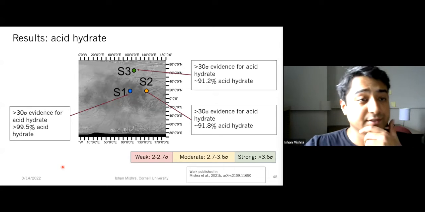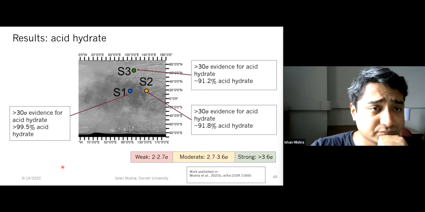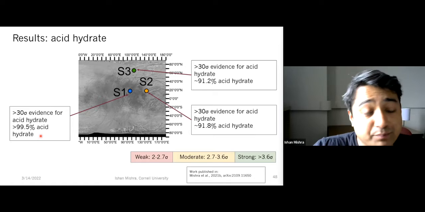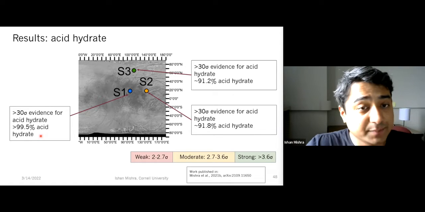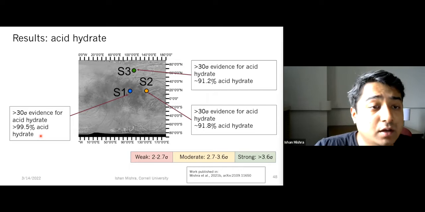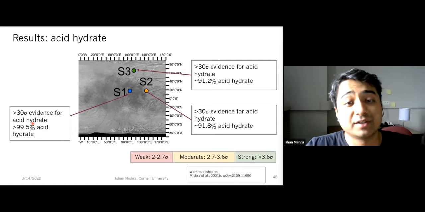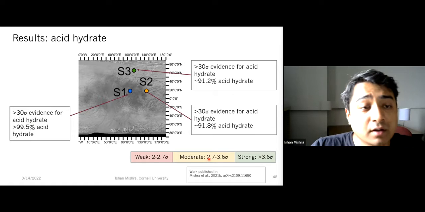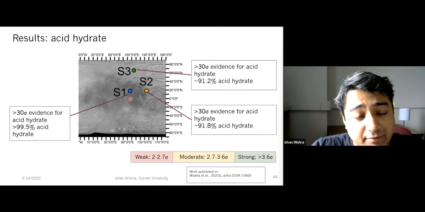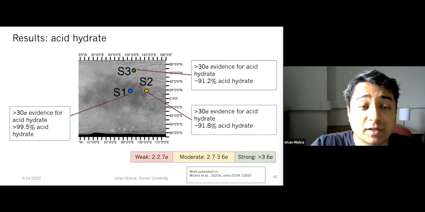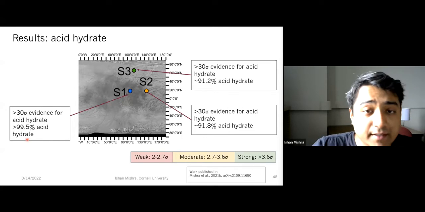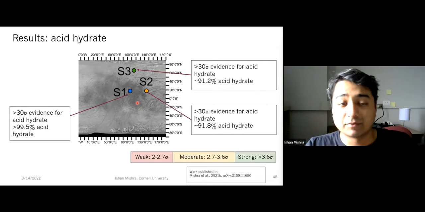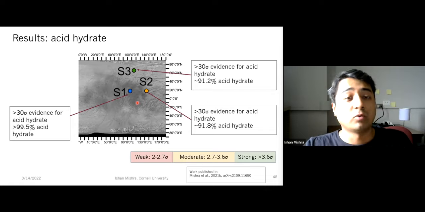Okay, so quickly summarizing the results. For acid hydrate, we find that it's pretty dominant in all 3 spectra, which is expected. All of them are coming from the trailing hemisphere, and we find greater than 30 sigma significance for all of them. And on the Bayesian evidence scale, that is pretty strong. And the amount of acid hydrate in the spectrum coming from S1 is very high as compared to the other two, or higher. And again, that makes sense because S1 is coming from the most discolored part, or the most non-water-ice-dominated part.